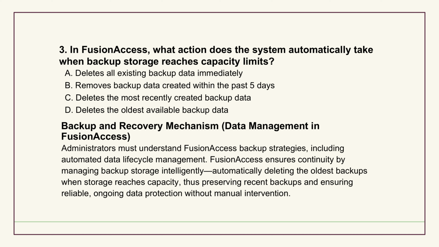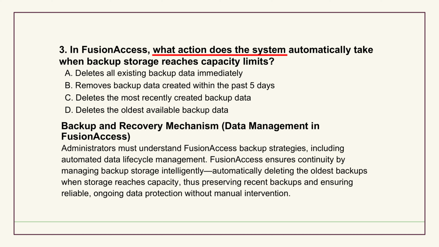In Fusion Access, what action does the system automatically take when backup storage reaches capacity limits? Here are your choices. A, deletes all existing backup data immediately. B, removes backup data created within the past 5 days. C, deletes the most recently created backup data. Or D, deletes the oldest available backup data.